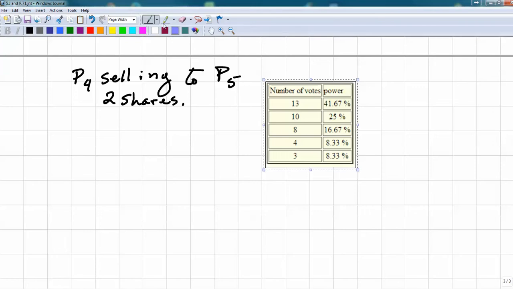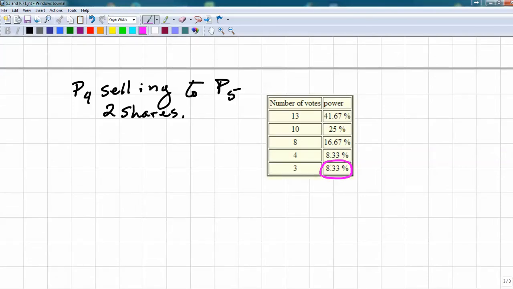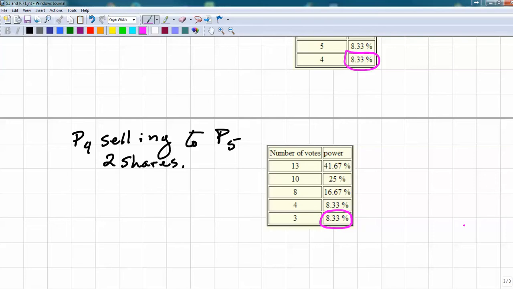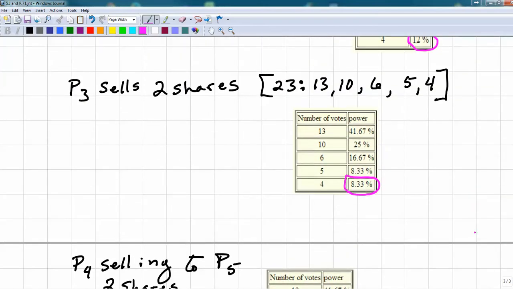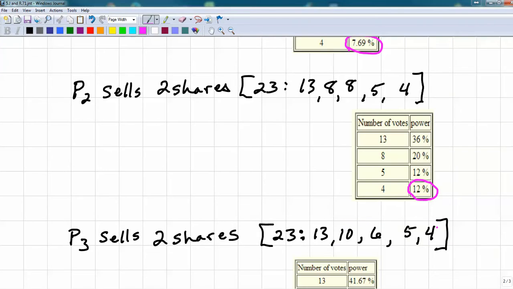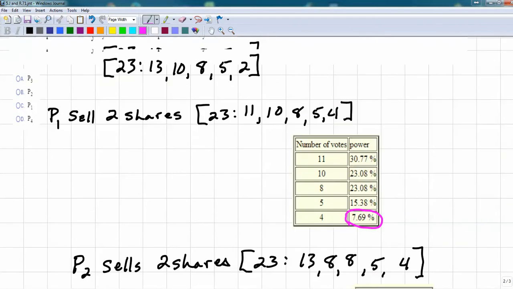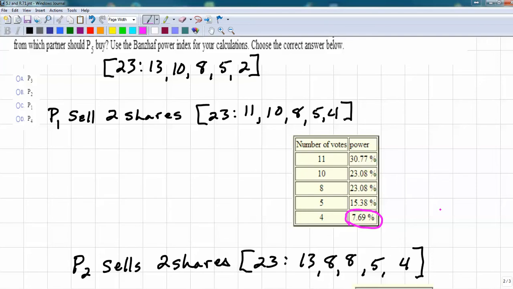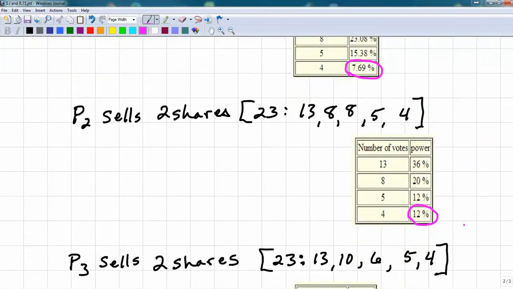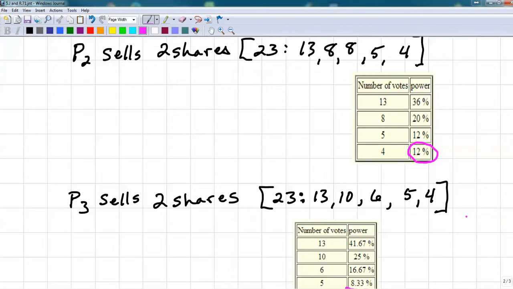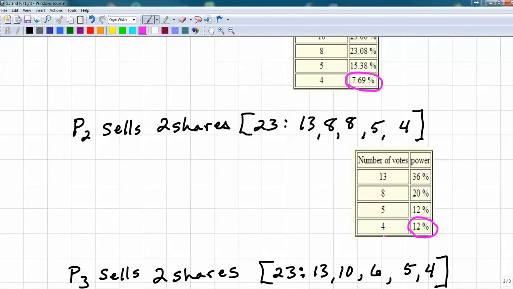So we look back. P sub 4 selling to P sub 5 is 8.3. P sub 3 selling to P sub 5 is 8.3. P sub 2 selling to P sub 5 is 12. And then P sub 1 selling to P sub 5 yields 7.69%. So once again we see that P2 selling 2 shares to P5 will increase P sub 5's power to 12%, which means that when we go back up here, we can look at this particular answer, and we will go ahead and sign in right here.